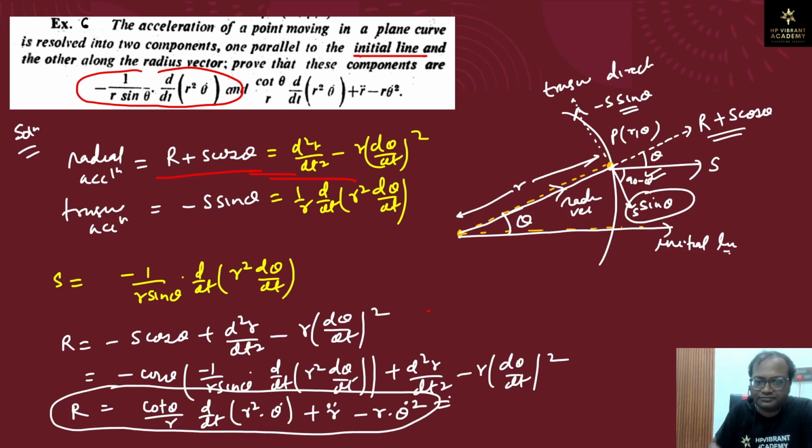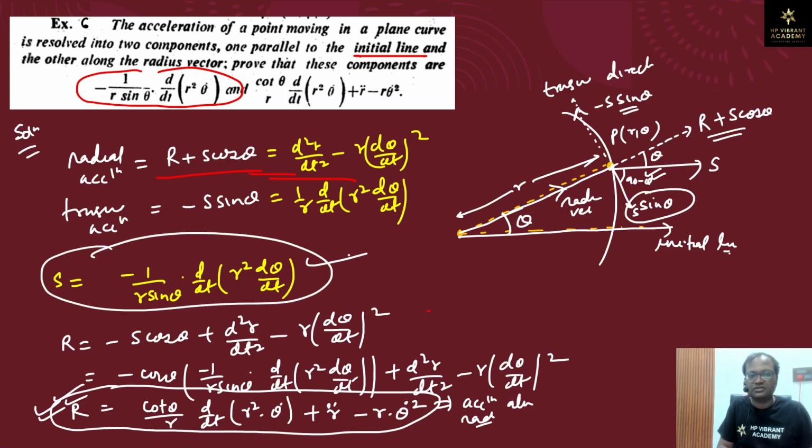So this is our acceleration along the radius vector, r. The acceleration along the radius vector is this expression, and the acceleration parallel to the initial line is s, given by this expression. We will discuss further questions in the next lecture. Thank you.